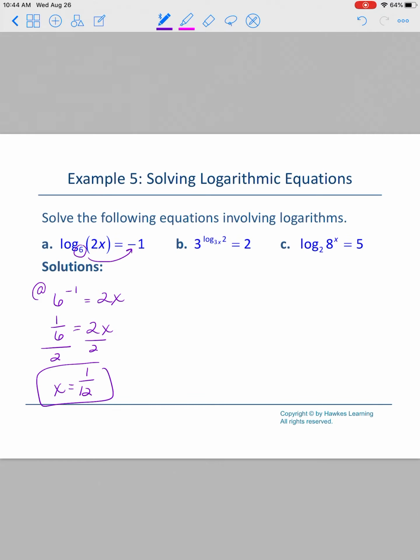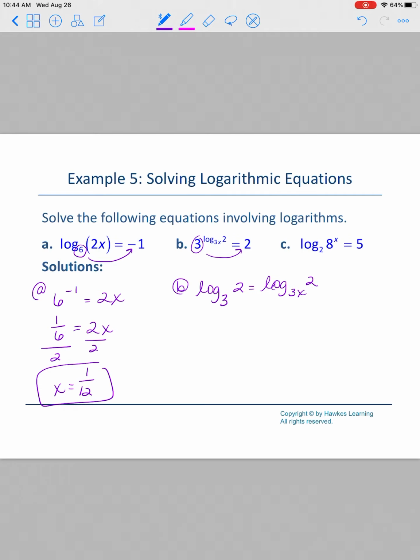Okay, B, we're going to keep going. I'm just going to do it right under here. This is already an exponential. But I can't solve an exponential with a log up in its exponent. So I'm going to rewrite it as a log and see what we can do there. So if I rewrite it as a log, my base is that big 3, of 2 equals log base 3x of 2.